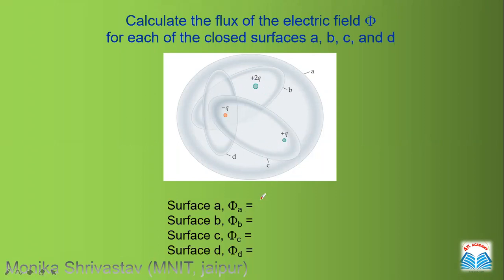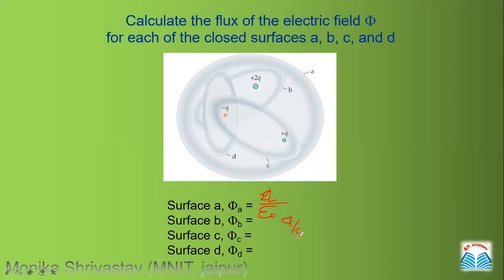So what will be phi A? Because we are here applying Gauss law, which is phi equals q upon epsilon naught. So we are getting phi A equals 2q upon epsilon naught. And hence, what will be phi B? For the surface B, there are only two charges enclosed, minus q and plus q. So phi B will be q over epsilon naught, and so on.